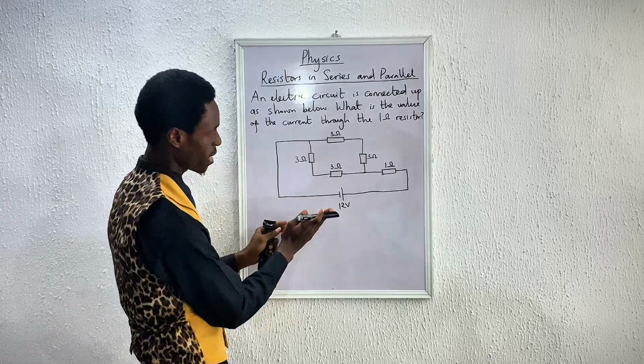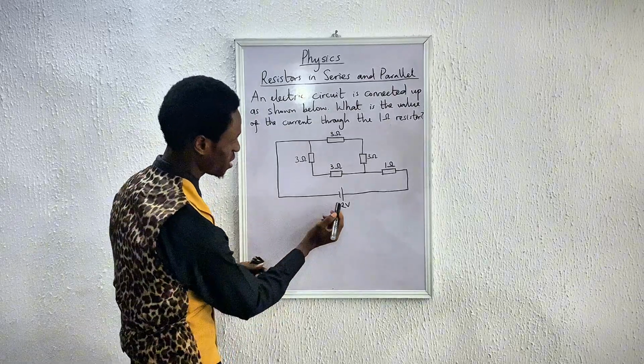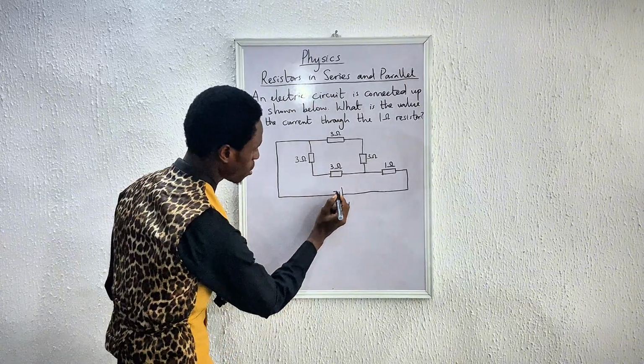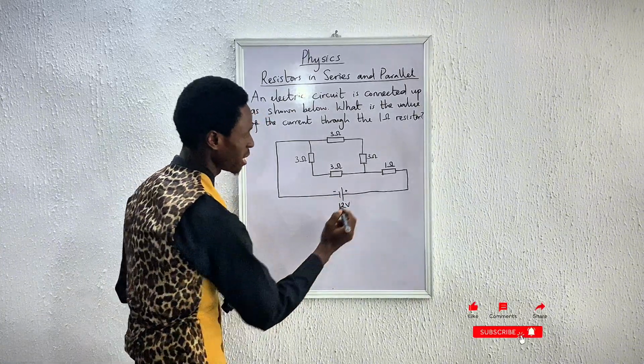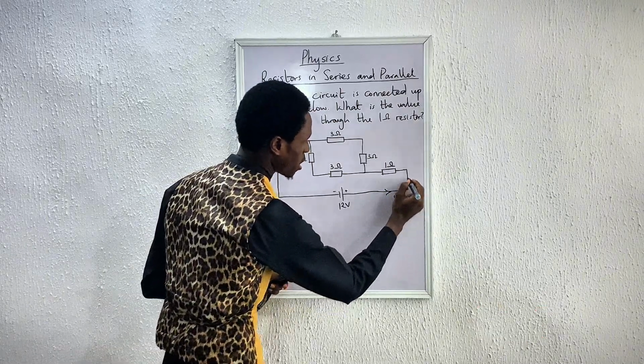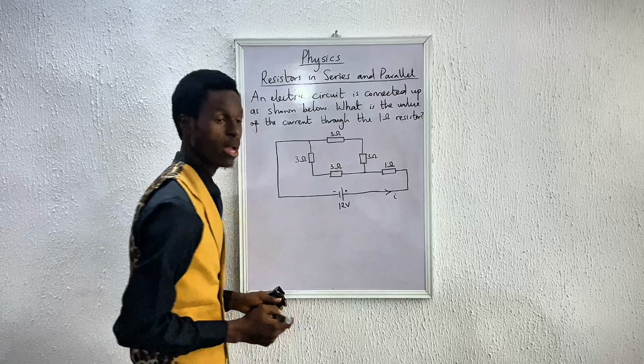So let's try to find the direction of the current. Now, this is a 12-volt cell connected. This is the negative terminal and this is the positive terminal. That simply means the current flows in this direction, meaning this is the current that we are looking at.